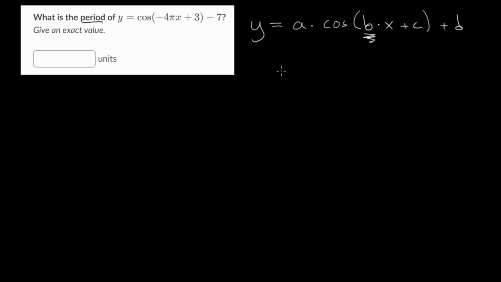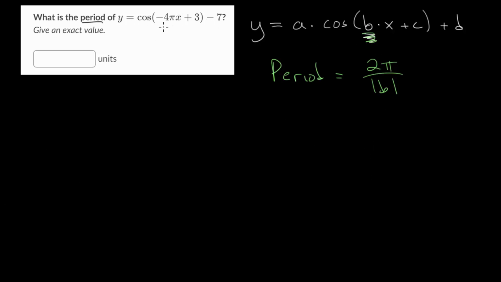And we also know that the formula for the period is 2 pi divided by the absolute value of b. So if b is a number bigger than 1, then it will compress this function horizontally and shrink the period. If b is a fraction, it will stretch the function out and increase the period. We use the absolute value bars since if b was negative, that just causes a reflection, but that reflection won't change the period. So we are just looking at the absolute value or the positive version of b and plugging it into this formula here.